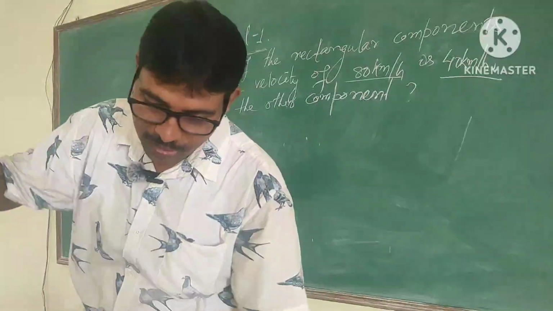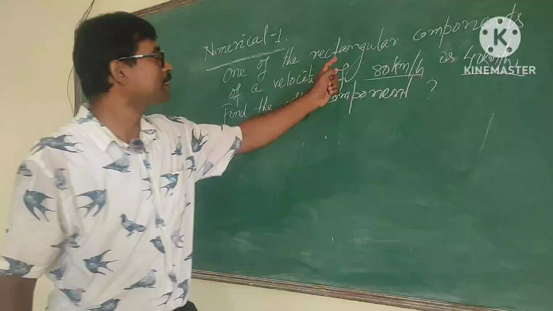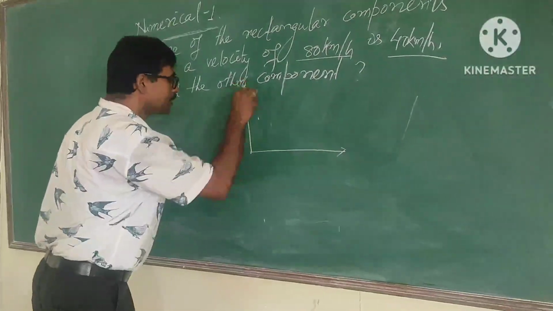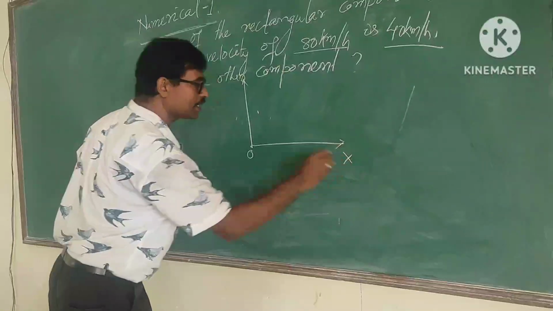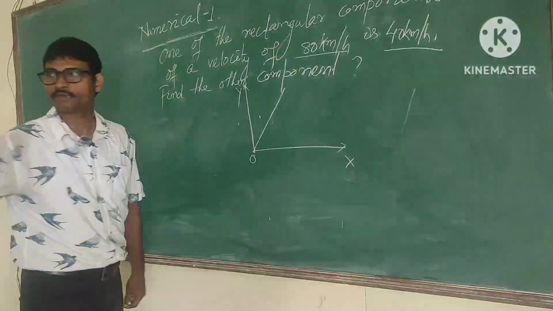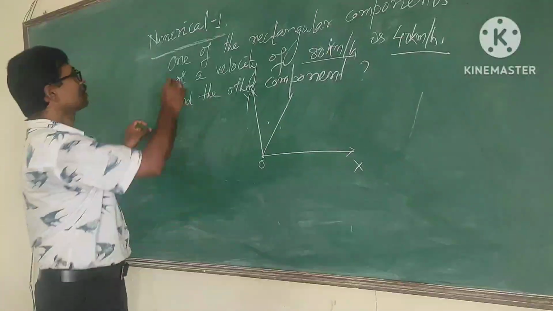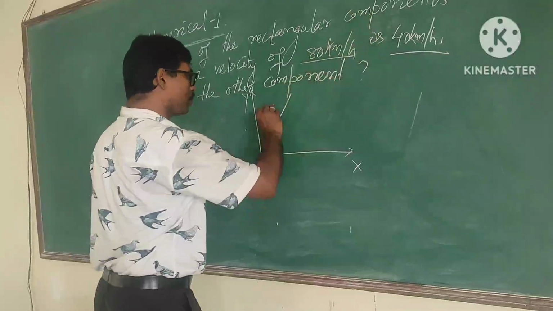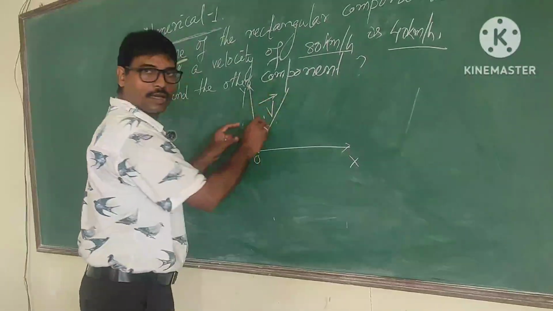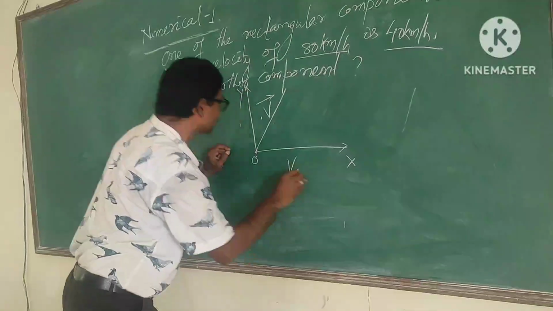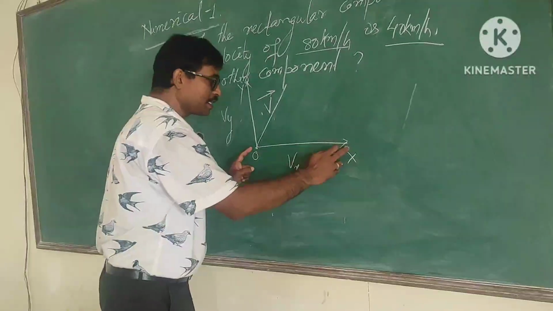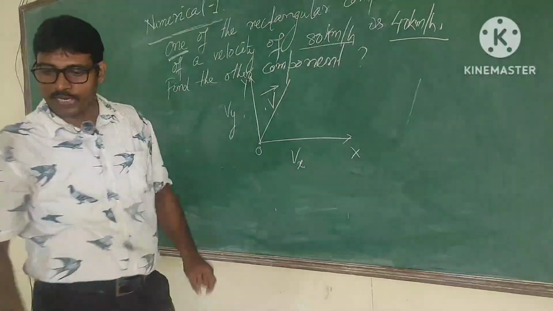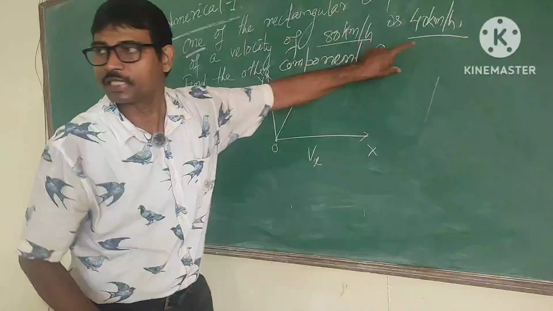Anybody who can say that one? Rectangular component: suppose this one is the x-axis, this one is the y-axis, this is the origin O. Try to understand, the answer is hidden in the question. Suppose the velocity is V, which resolves into Vx and Vy. Vx is the component along the x-axis, the horizontal component, and Vy is the vertical component.